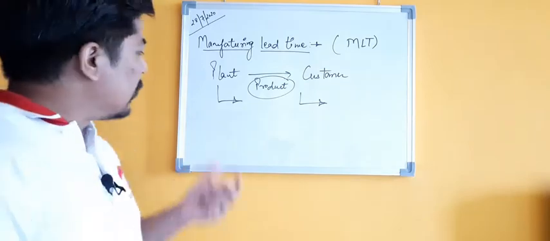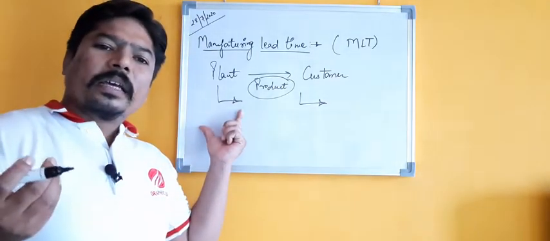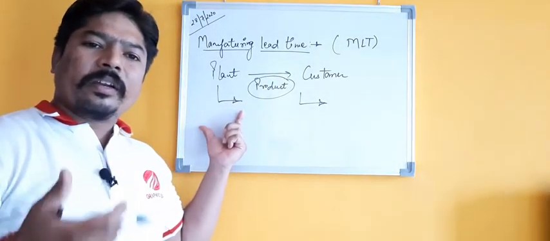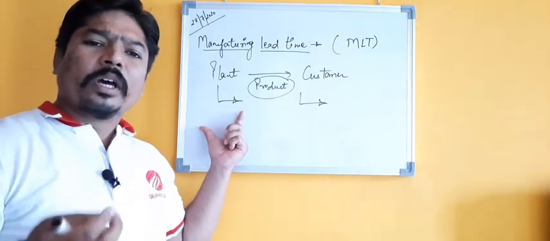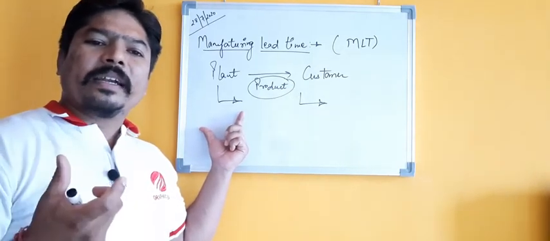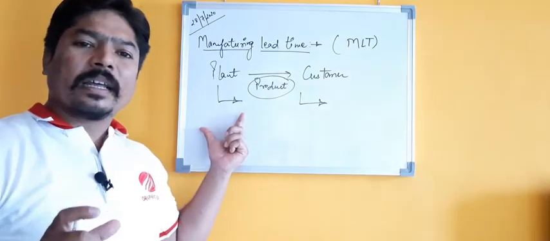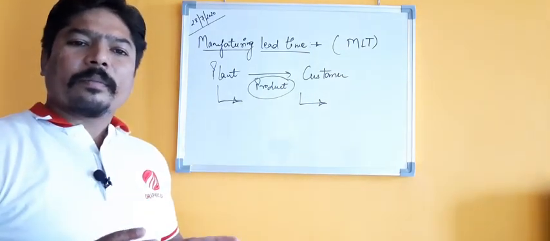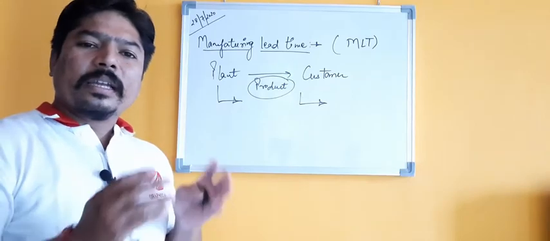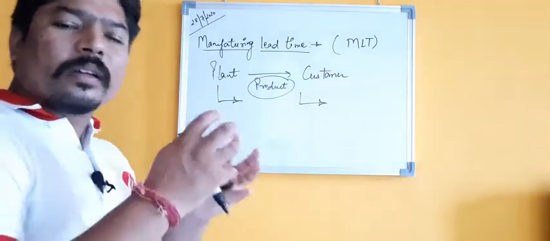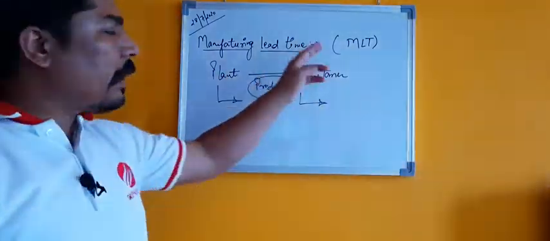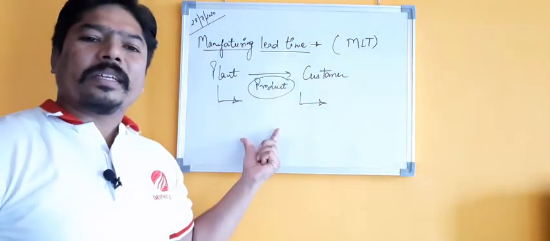And of course, the companies which are always in the field of manufacturing or production are always trying to reduce this particular delivery time, the manufacturing lead time. That means the shortest time required by the company or the manufacturer to deliver the product from their plant to the customer. That is denoted by MLT, which is manufacturing lead time.